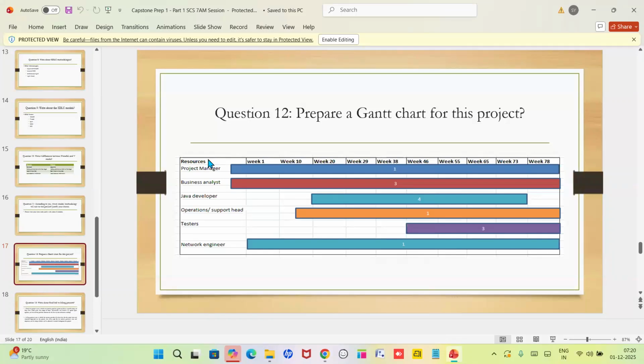If they ask for the waterfall model, we need to go with the waterfall model. If they ask for the V model, we need to draw it with the V model. The Gantt chart won't be the same for every model, like the waterfall model and V model. It will be different, based on the case study. You need to go through the case study and, based on that, draw this Gantt chart. If they ask for the V model, go with the V model. If they ask for the waterfall model, go with the waterfall model.